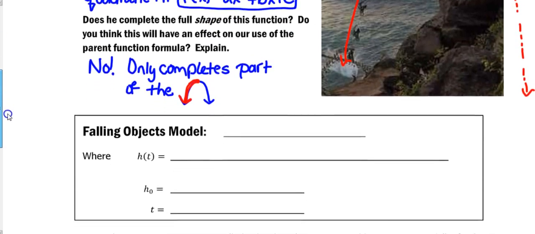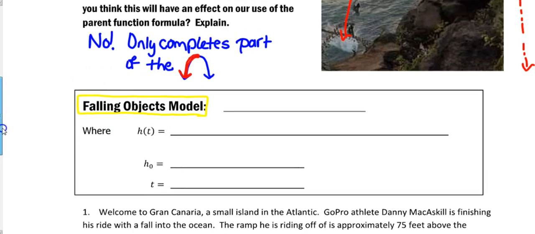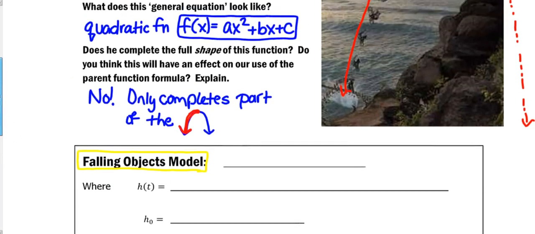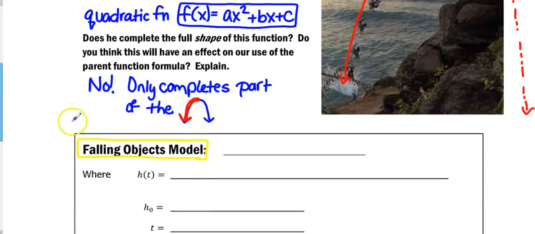We have our first official real-world model of the unit, and it's going to be the falling objects model. We'll see how this connects to his fall into the ocean in just a second. If you have a highlighter, go ahead and highlight this. So we're going to learn what model we can use to model his fall. It's going to be f of t equals negative 16t squared plus h naught.